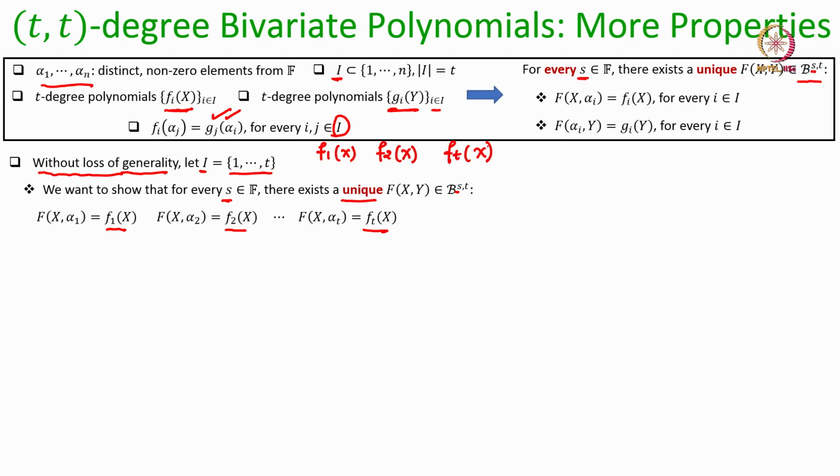You are given those t arbitrary x polynomials and you are given also t arbitrary y polynomials. Of course, all the degrees here are t. When I do not say explicitly, you have to assume that the degrees are t. If it is a univariate polynomial, then the degree is t in that variable. If it is bivariate, then the degree is t in both the variables. So, you are given t number of x polynomials, t number of y polynomials and they are pairwise consistent.